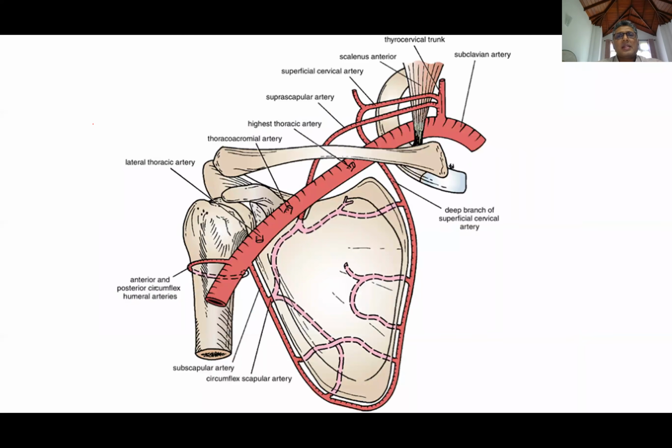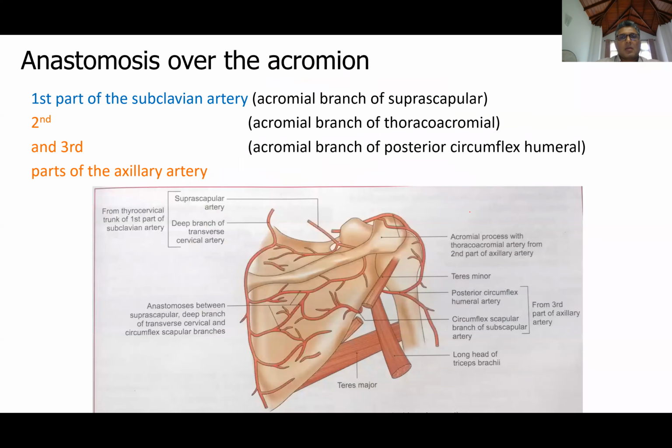Now this is Snell's Clinical Anatomy. That exact description is there. Here, instead of transverse cervical, he has used superficial cervical artery. Then this becomes the deep branch of the superficial cervical artery, which I called the deep branch of the transverse cervical artery. It's a very simple issue. So the extension to the scapular anastomosis I already described. Go through it when you get the lecture note.